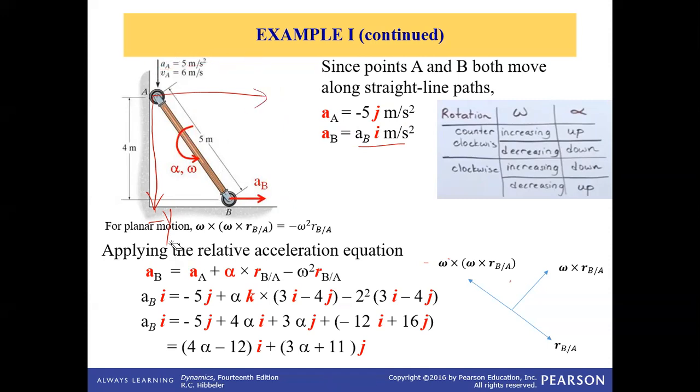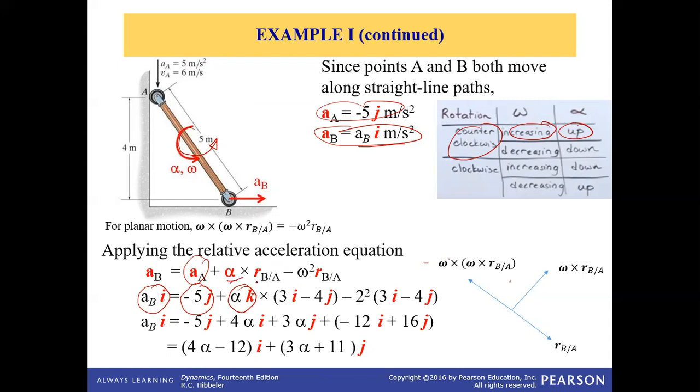Now let's use this formula. We know this formula, right? Now we change this guy to this guy already. So now let's plug in. AB is ABI from here. AA is minus 5J from here. Then alpha, what is the direction of alpha? Look, this rotation is what? Clockwise or counterclockwise? Counterclockwise. In the case of counterclockwise, your omega is increasing, your alpha is what? Up. That's why your alpha is K, not negative K.